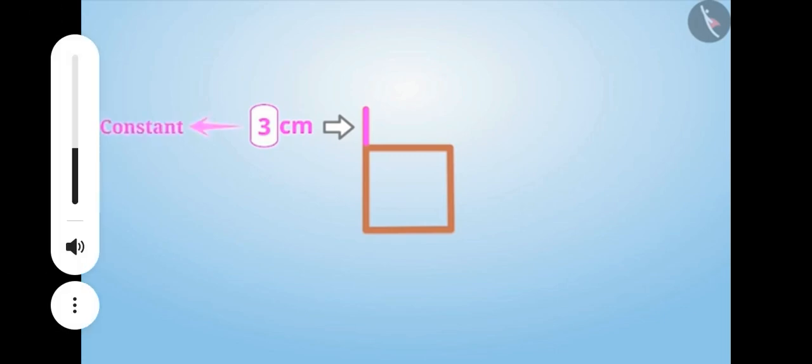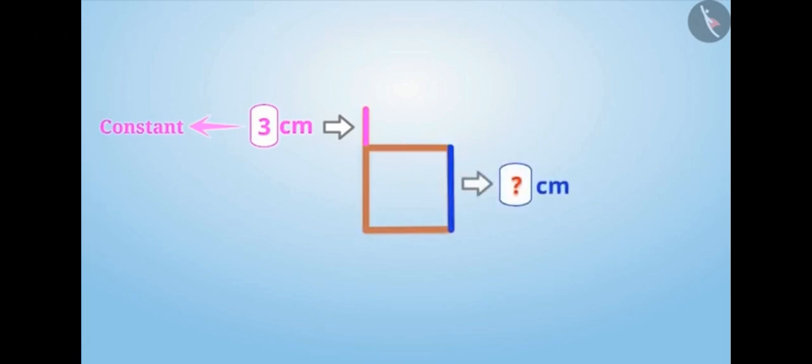But if we talk about sides of the square, we don't have the measurements. This is unknown. A number whose value is unknown, or if it can vary, then such a number is called a variable.